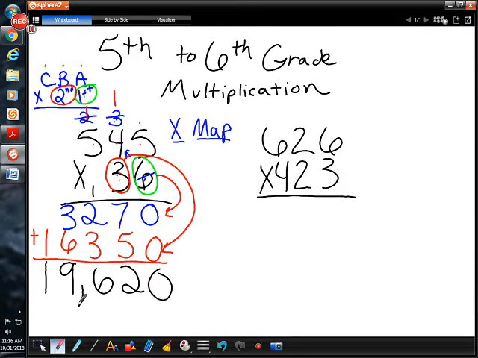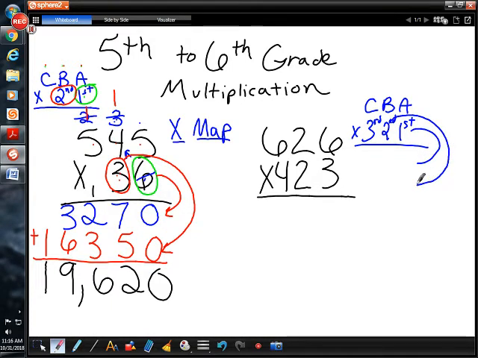Okay, so for the probably late 5th to 6th grade version, where we have a hundreds place in the bottom, my map would look like this. C, B, A, third, second, first. Okay, and once again, these numbers here, the first, second, third, they tell you where to start, where to finish, and they also tell you which row. So this will be my first row, this will be my second row, and now for these I'm going to have a third row.